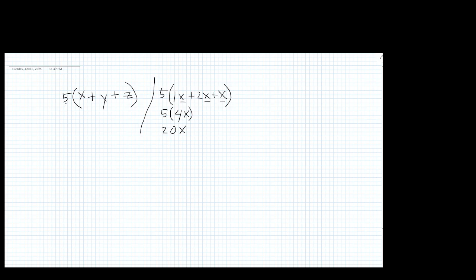But in the case of unlike terms, you do have to distribute. So you have 5 times x plus y plus z. Each term is separated by a plus or a minus sign. So each term gets a 5. So you get 5x plus 5y plus 5z. And this is one instance where you would use the distributive property.